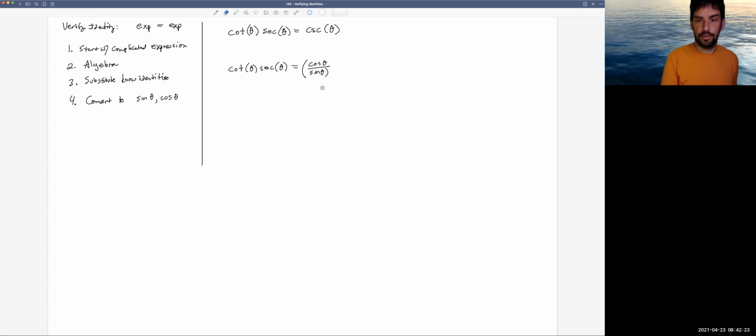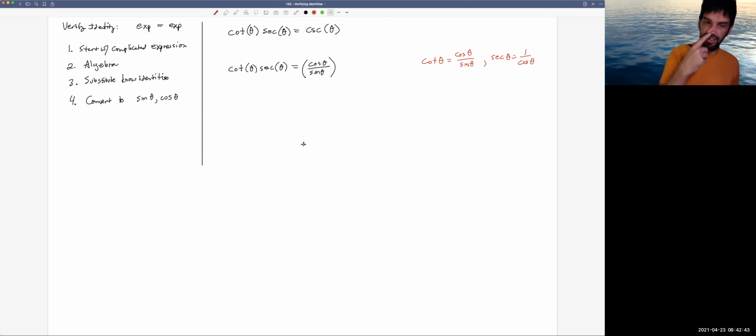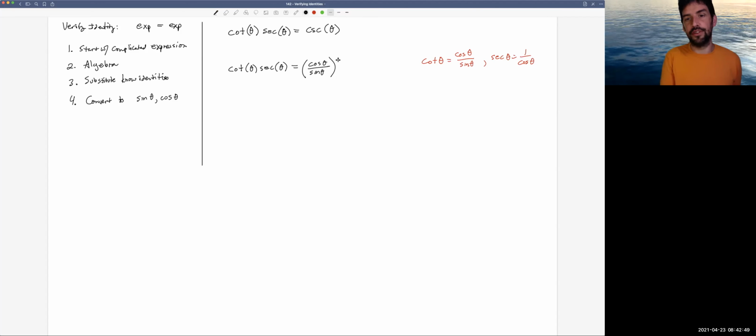Maybe I'll just write that off to the side. I'm using cotangent of theta equals cosine of theta over sine of theta. And we're also going to use that secant of theta is 1 over cosine of theta, right? So these are substituting these identities, or it's similar to number 4 in this case. They're kind of the same thing. We're rewriting everything in terms of sines and cosines.